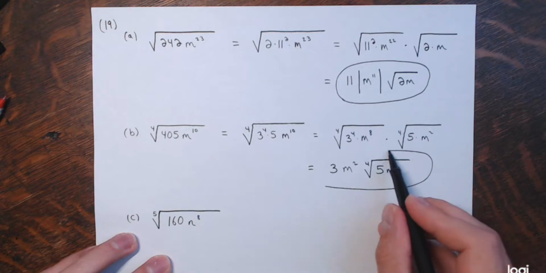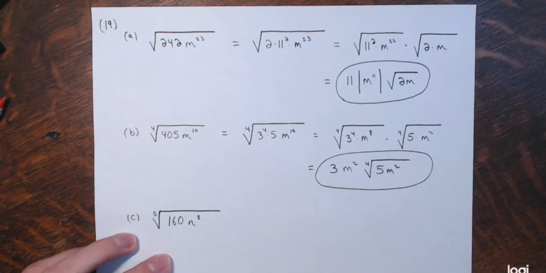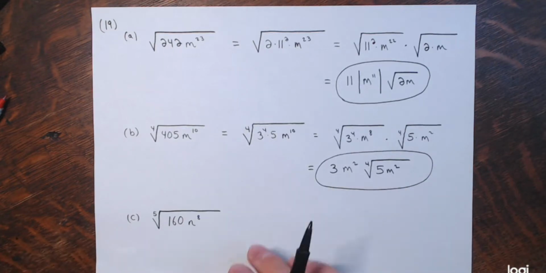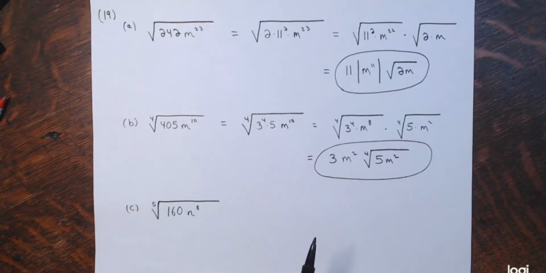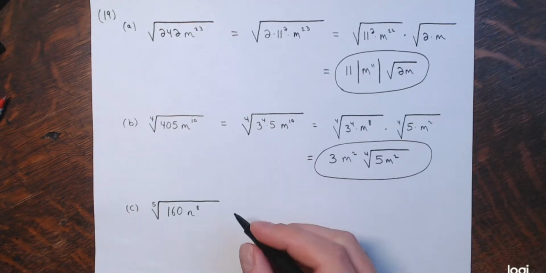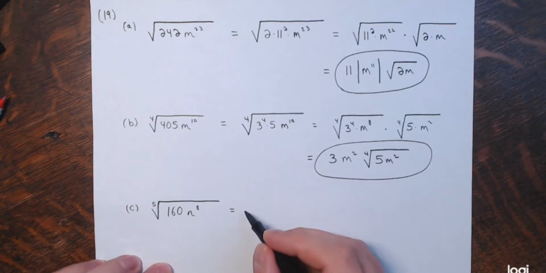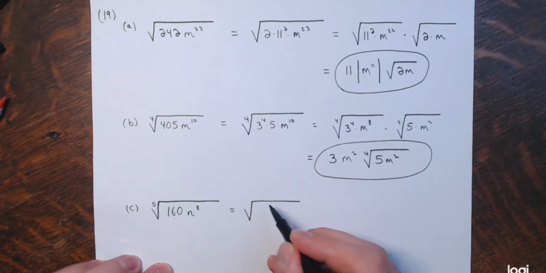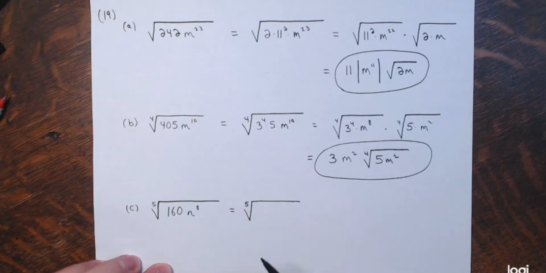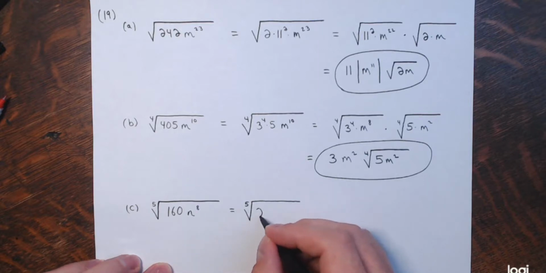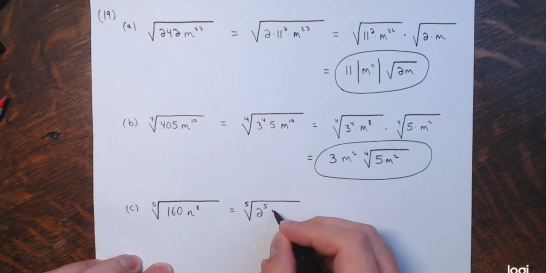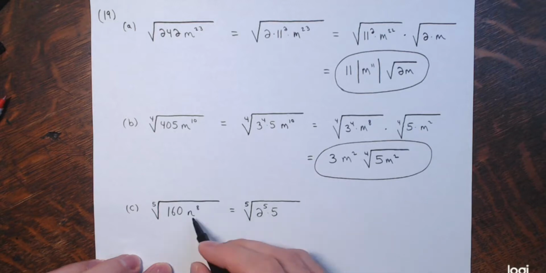So 3 times m squared times the fourth root of 5m squared. Alright, 19 part C. We have a fifth root, so I don't have to worry about absolute values. This is an odd root. 160 is 32 times 5, so it'll be 2 to the 5th times 5, and then times n to the 8th.